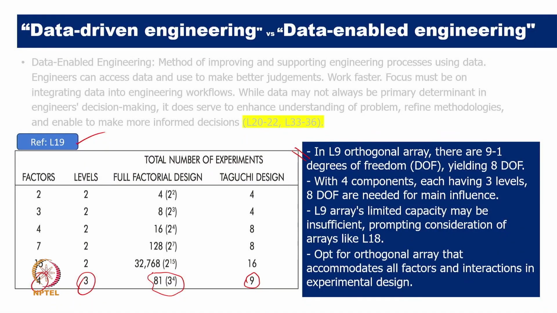We used the L9 orthogonal array, and found that this orthogonal array has 8 degrees of freedom. However, we have 4 factors, or 4 powders, each with 3 levels, 0.2%, 0.4%. That itself requires 8 degrees of freedom. That means L9 can give only consideration of the main factors. Interaction will not be accounted for.